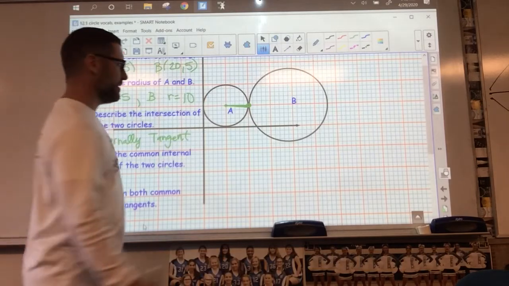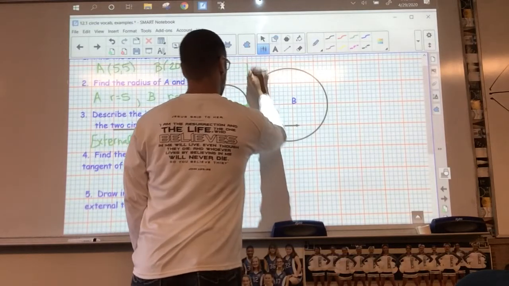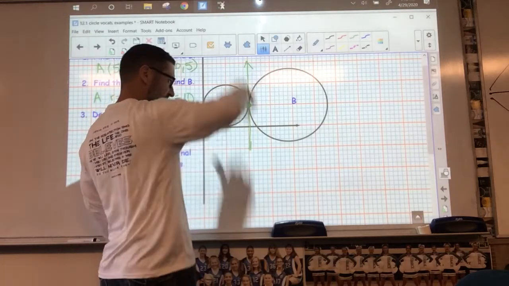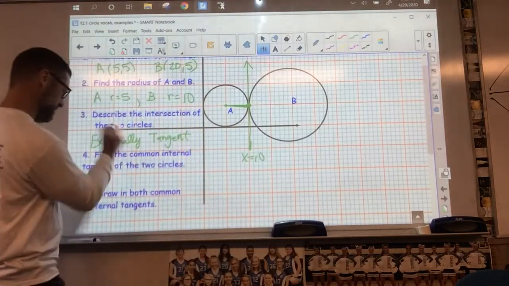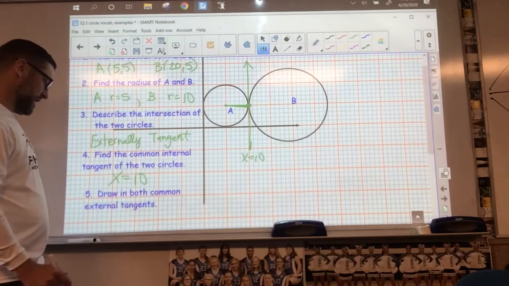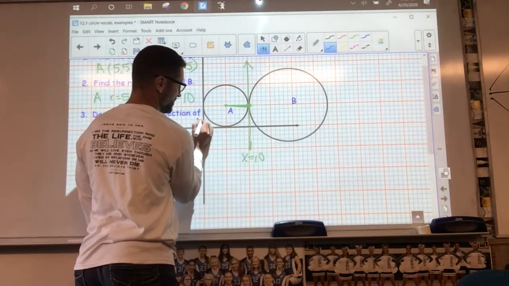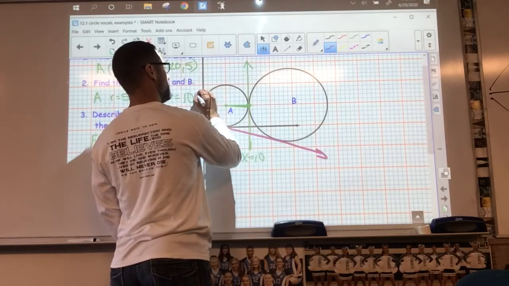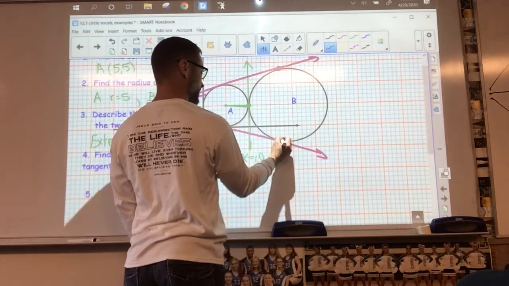Find the common internal tangent of the two circles. Common internal tangent is the line that I would draw right like this going between the two circles. That is called a common internal tangent because it goes between them. It hits at 5, 10. It's an x equals 10 line. The common internal tangent is x equals 10. And draw both common external tangents. Well, here's a common external tangent. And here's a common external tangent. There's 2 of them. And these are points of tangency.